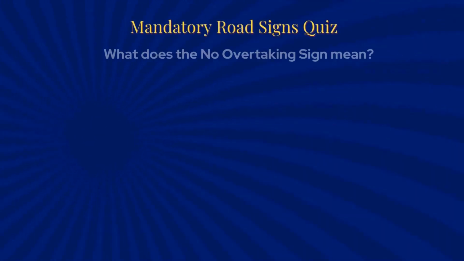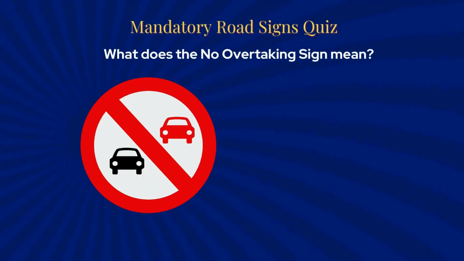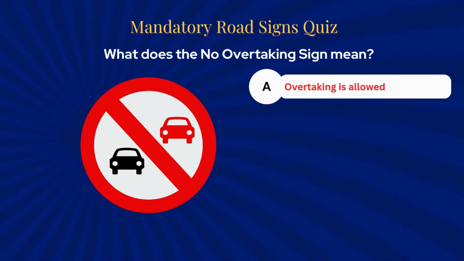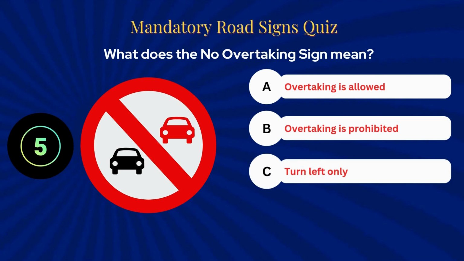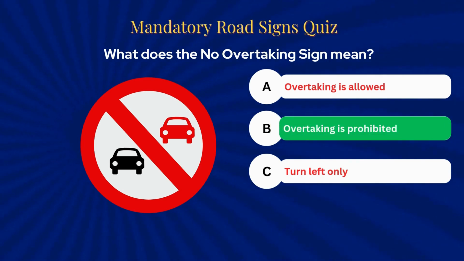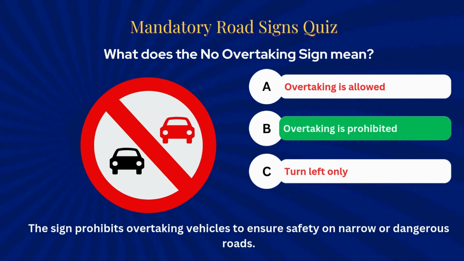What does the no overtaking sign mean? Options are overtaking is allowed, overtaking is prohibited, and turn left only. Answer is overtaking is prohibited. The sign prohibits overtaking vehicles to ensure safety on narrow or dangerous roads.